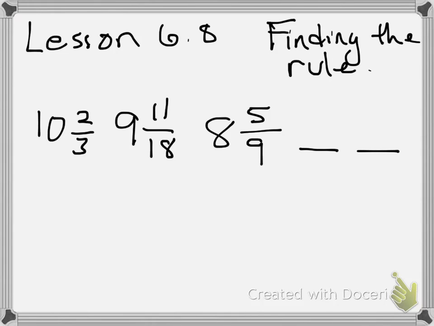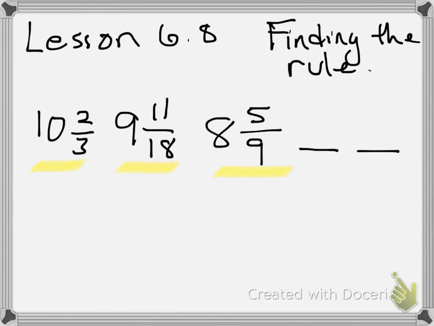In this lesson, we are trying to find the rule for what is happening in our pattern. You notice that we have 10 and 2/3, then 9 and 11/18, and 8 and 5/9. And we want to find out the pattern or the rule from how we go from one to the next.